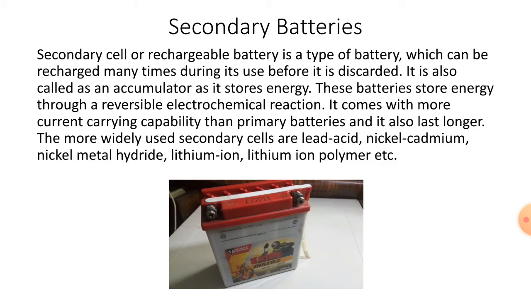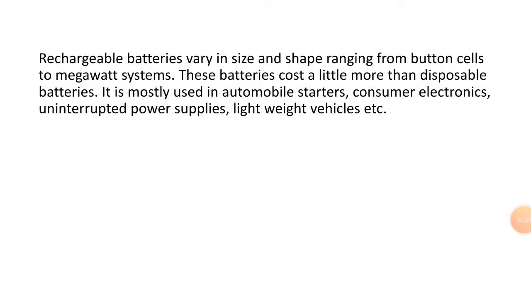The more widely used secondary cells are lead acid, nickel cadmium, nickel metal hydride, lithium ion polymer, etc. Rechargeable batteries vary in size and shape, ranging from button cells to megawatt systems. These batteries cost a little more than disposable batteries. They are mostly used in automobile starters, consumer electronics, uninterruptible power supplies, lightweight vehicles, etc.